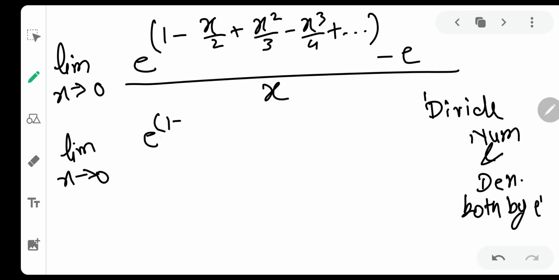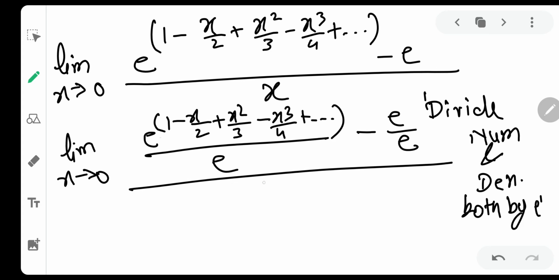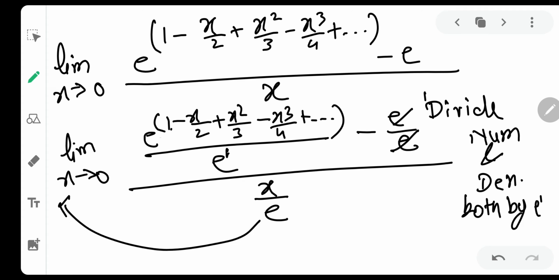So let us divide e raised to 1 minus x by 2 plus x square by 3 minus x cube by 4 plus so on. Divide this by e, and minus e by e, and then in the denominator also it is x by e. Now this is the simplest form. So this e and e will get cancelled and it will be e raised to 0, which is 1. Now this e raised to 1 will go up and it will become minus, and this 1 will get cancelled and this e will be switched upside. Okay, I hope this much of the particular part is clear to everyone.